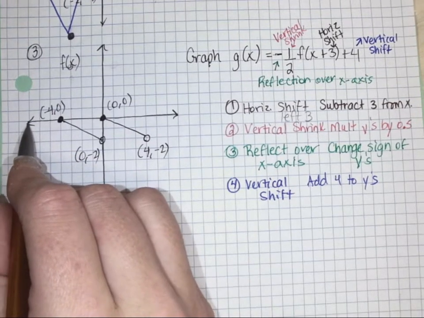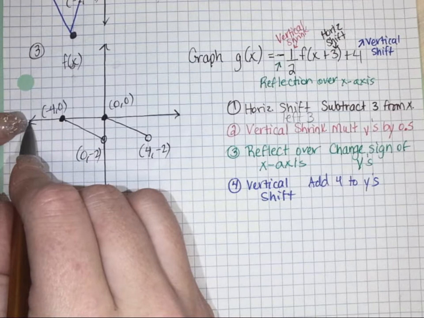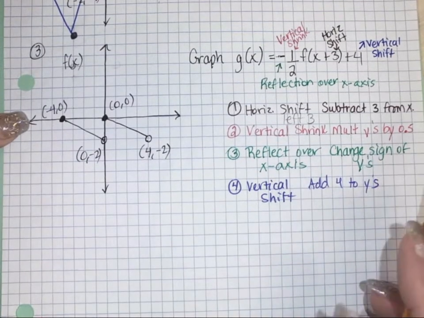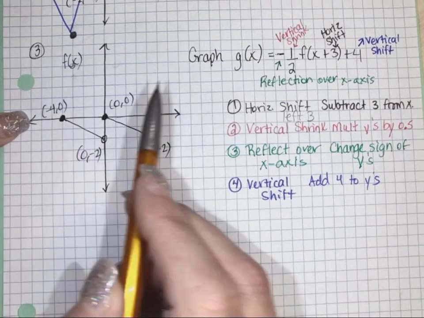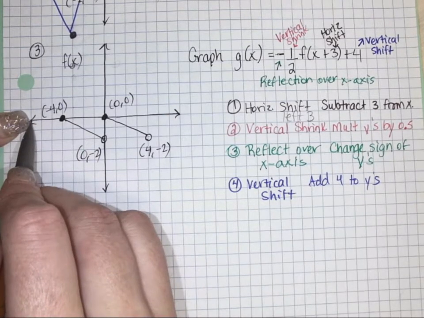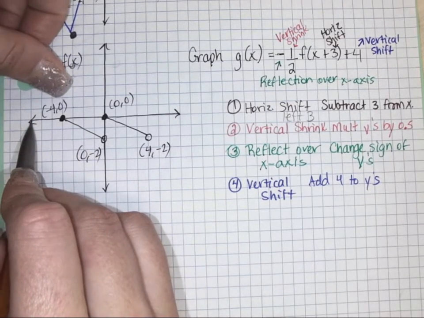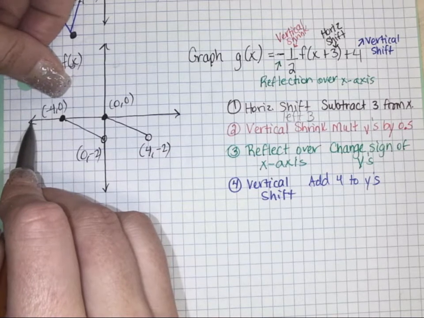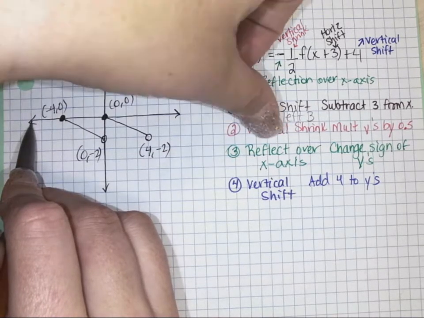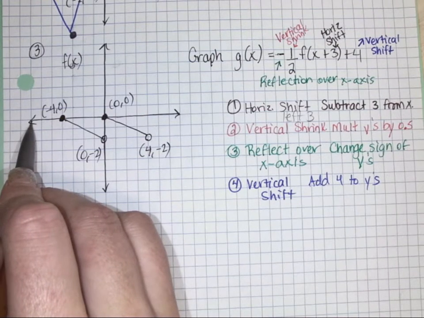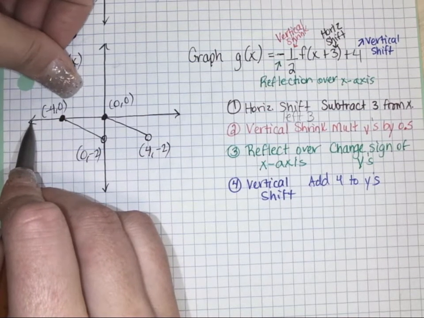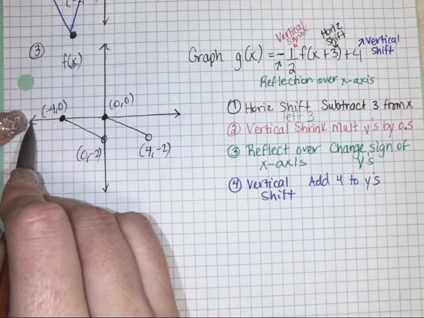My next step says I do a vertical shrink. So I'm going to multiply this y coordinate, which was 0, by 0.5. So I'm here. If I multiply that by 0.5, I'm at 0. Then reflecting it over the x-axis, well, I'm on the x-axis, so you can't reflect it over. Like, I can't change the sign of 0. It is just 0. So I'm still here.